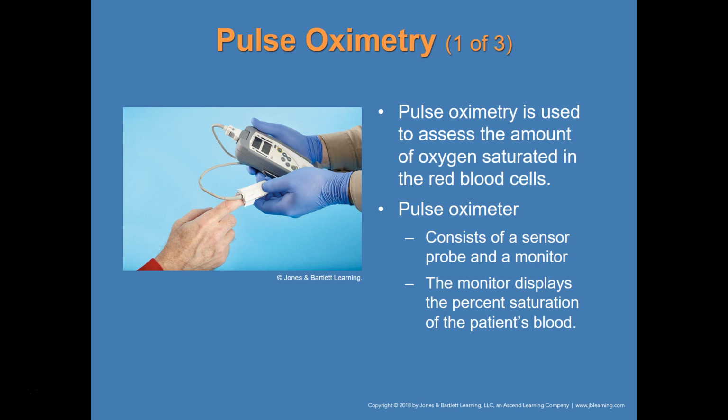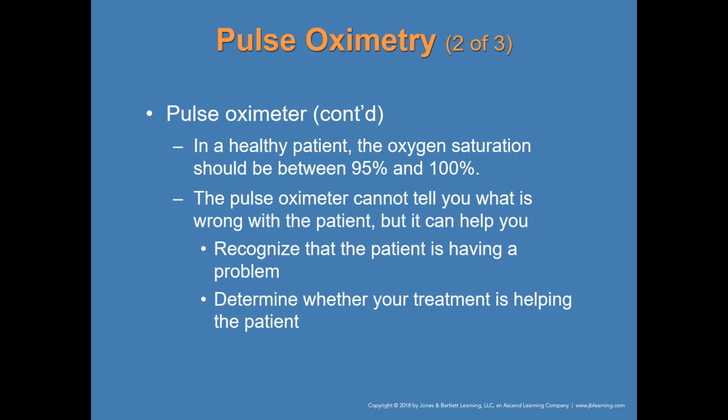Pulse oximetry is used to assess the amount of oxygen saturated in the red blood cells. A pulse oximeter consists of a sensor probe that goes on the finger and then a monitor side. The monitor displays the percent saturation of the patient's blood. In a healthy patient, the oxygen saturation should be between 95 and 100%. The pulse oximeter cannot tell you what is wrong with the patient, but it can help you give you some idea what's going on, recognize the patient is having a problem, determine your treatment, and also determine whether your treatment is helping the patient or not.